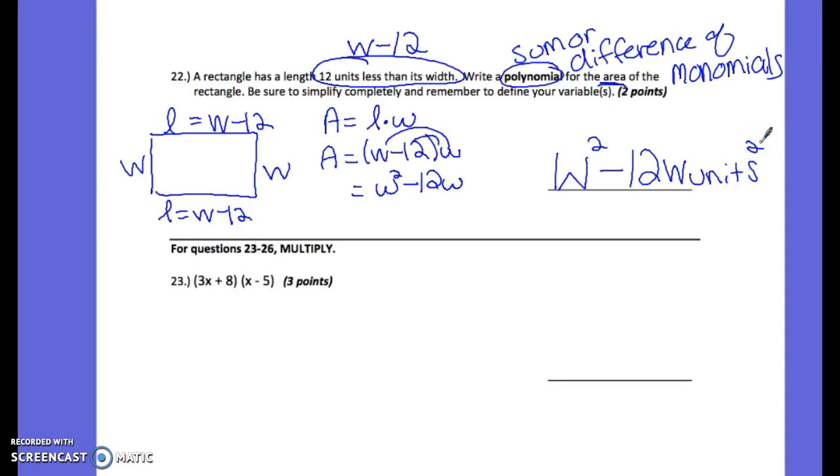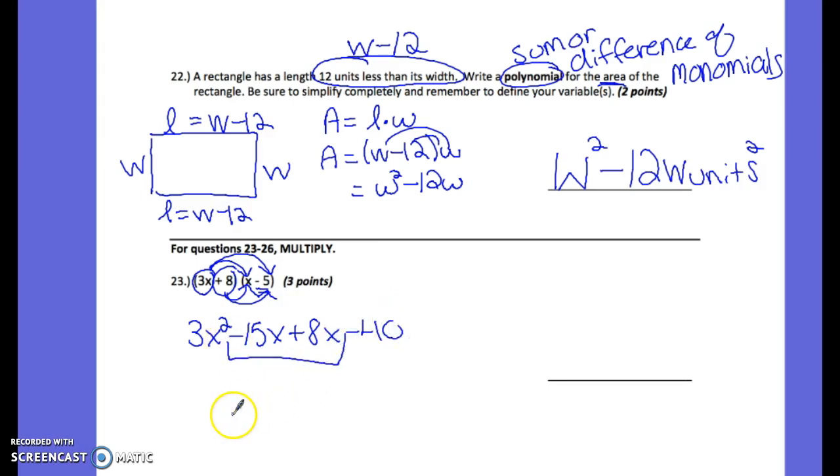23, we're going to multiply. So we're just going to distribute. 3x times x is 3x squared. 3x times negative 5 is negative 15x. 8 times x is plus 8x. And 8 times negative 5 is negative 40. So then you combine your like terms. Negative 15x plus 8x is negative 7x. So your final answer is 3x squared minus 7x minus 40.